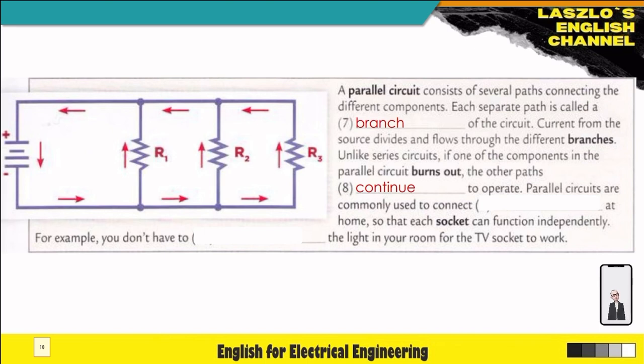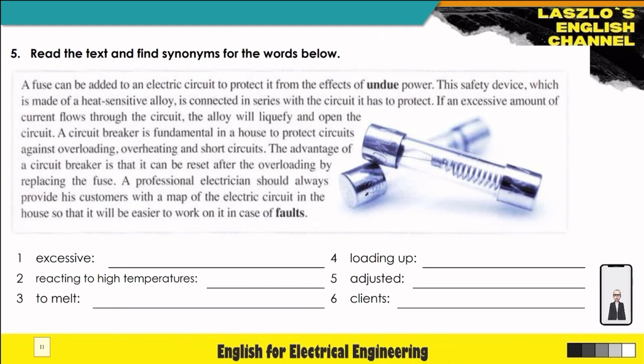Parallel circuits are commonly used to connect appliances at home so that each socket can function independently. You don't have to turn on the light in your room for the TV socket to work. Right, there we go. Branch, continue, appliances, and turn on. Right, and we have got one more text. With this text, we are going to have to read it and then find synonyms to the words at the bottom of your screen.